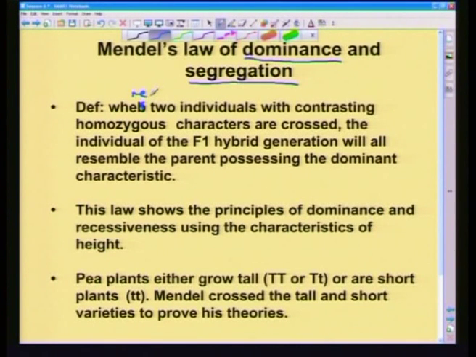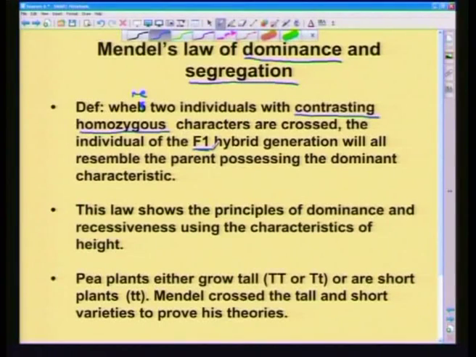Where 2 individuals with contrasting homozygous characteristics are crossed. The individuals of the F1, remember F1 is your first family, it's filial 1, the first set of family that the parents get. The hybrid generation will all resemble the parent possessing the dominant characteristic. In other words, if we take a guinea pig with black fur as dominant and a guinea pig with white fur as recessive, when they cross, all the babies are going to be heterozygous.